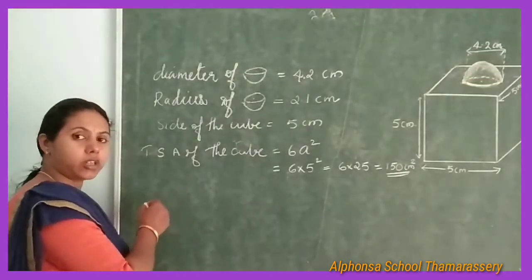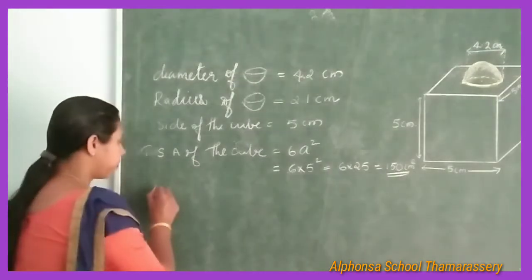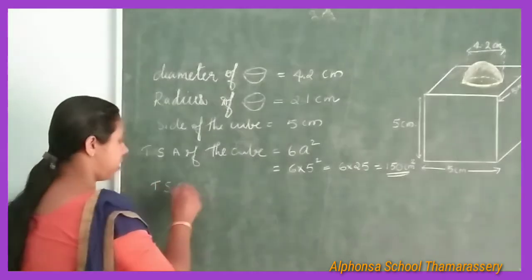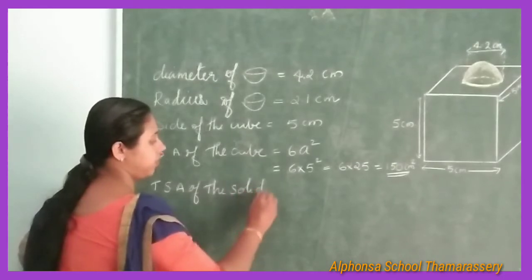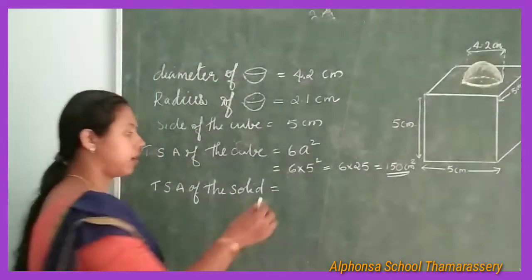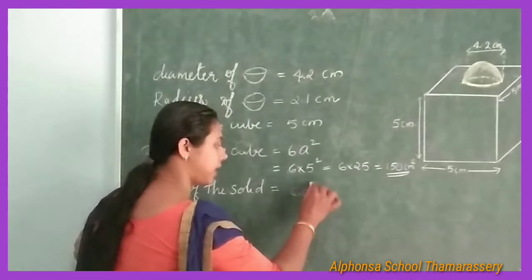Now we can find the total surface area of the solid. Total surface area of the solid, that is equal to area of the cube, that is 6a square.